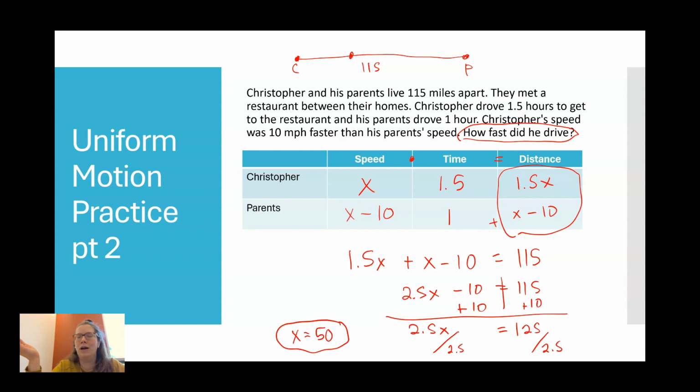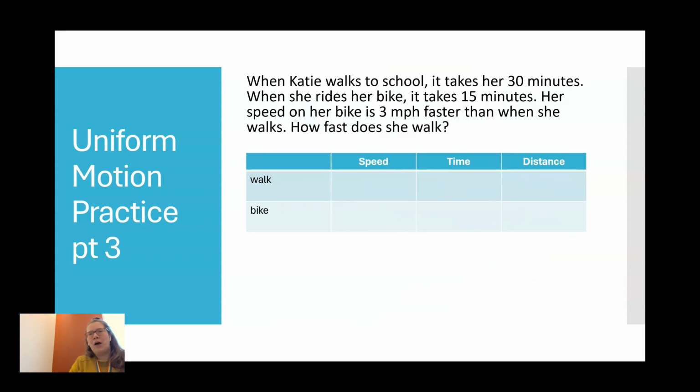It looks simple to watch. It's so much harder to do. All right. If you're feeling confident, pause the video, try this all by yourself. If you're not, stick with me.